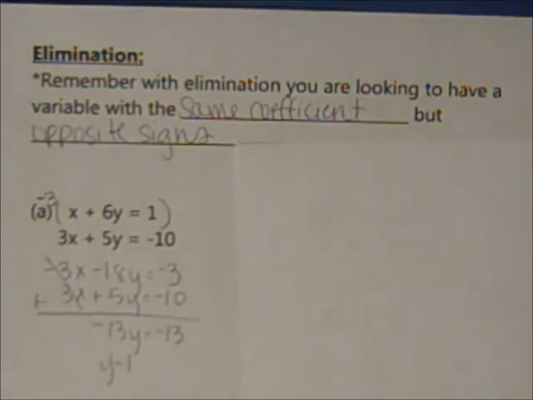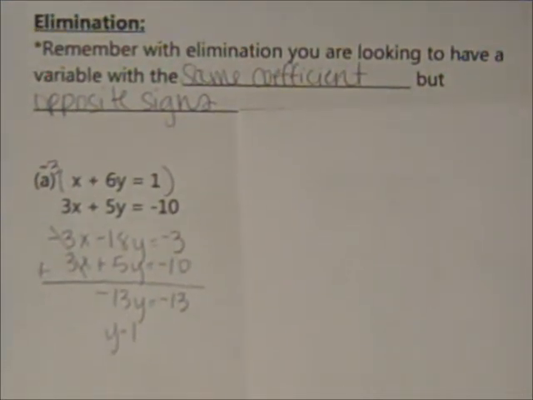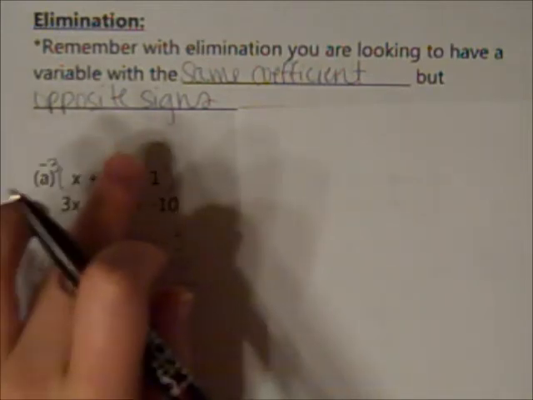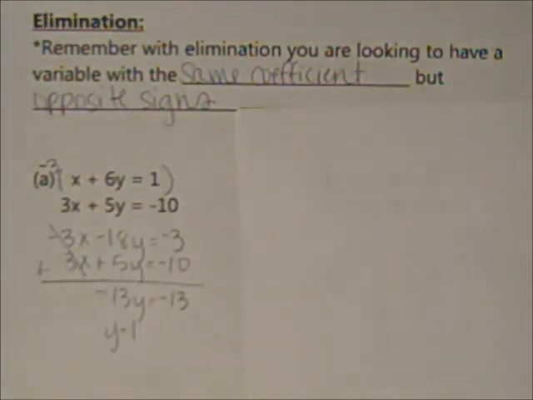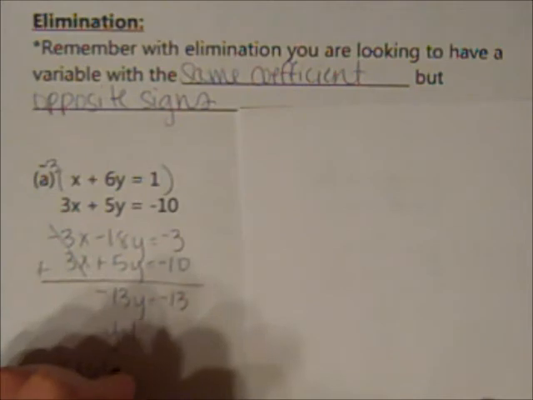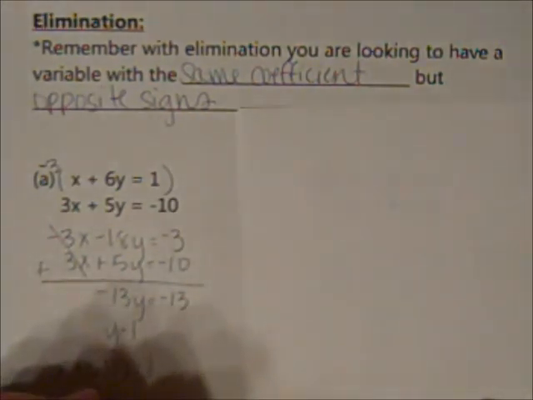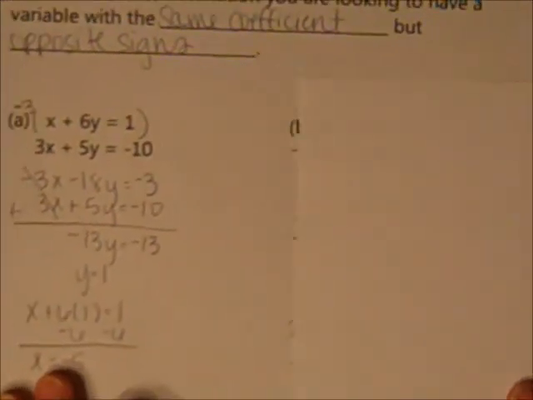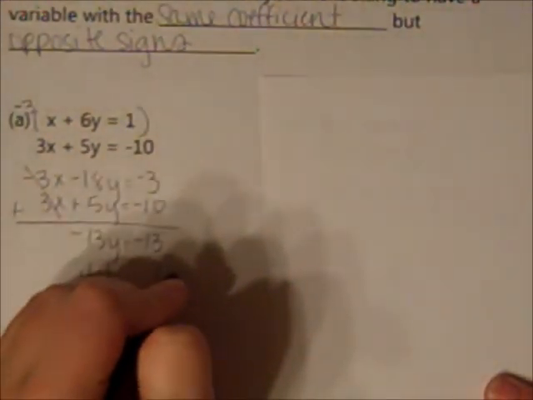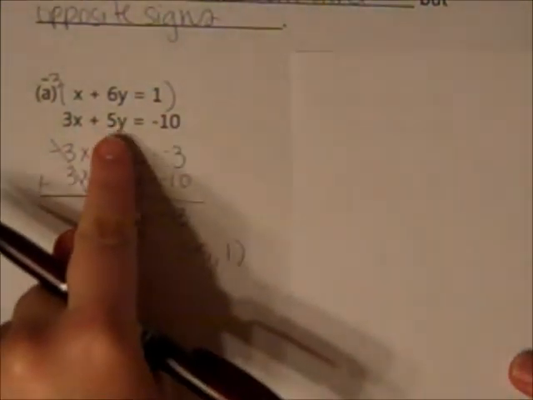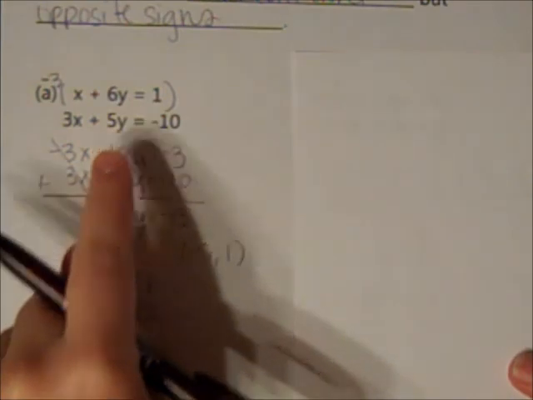Okay? When you're done, same story as with substitution, you plug it back in and plug it into an original equation, not after you multiplied, but one of the two original ones. Okay, and you can plug it into whichever one's easier. So I'm going to plug it into this one. So x plus 6 times 1 is equal to 1. Move the 6, and x is equal to negative 5. So my answer is negative 5, 1.